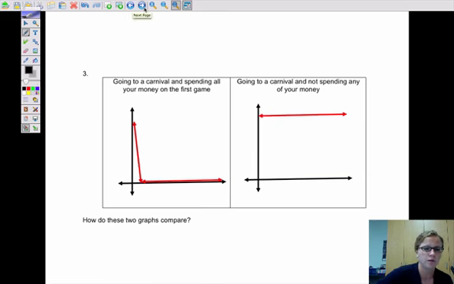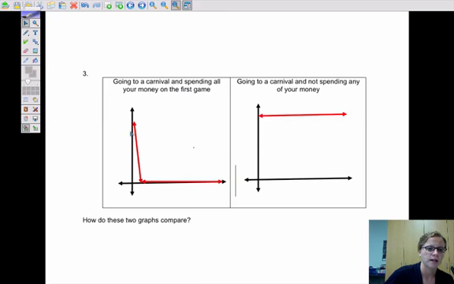All right, going to the carnival and spending all your money on the first game. You can see we started with a certain amount of money. On the first game, we went all the way down to no money, and that's where we stayed. This person didn't spend any money, so they just stayed at the same amount of money each time. Go ahead, pause the video and talk to your partner about that one. Similarities and differences.